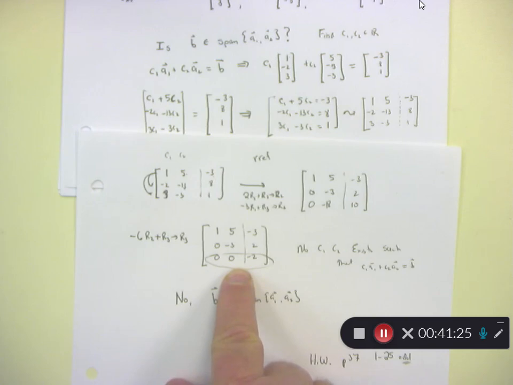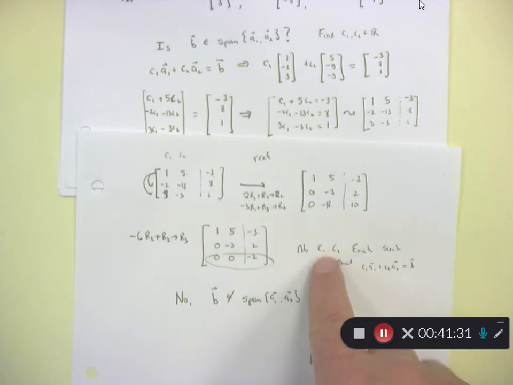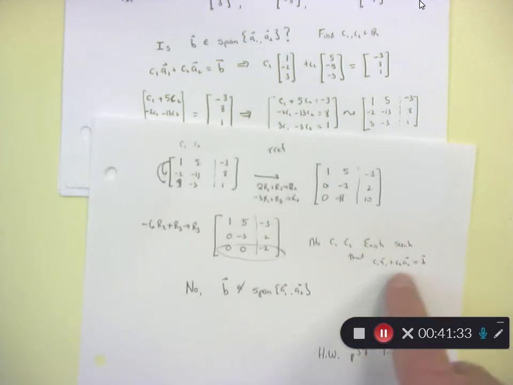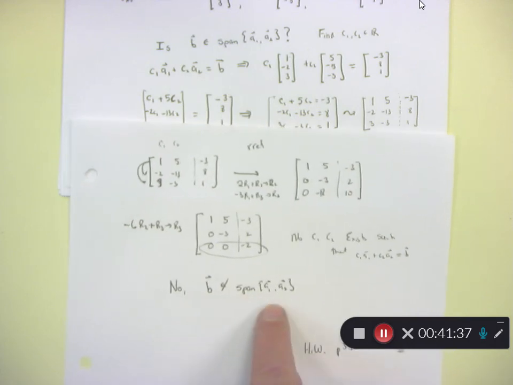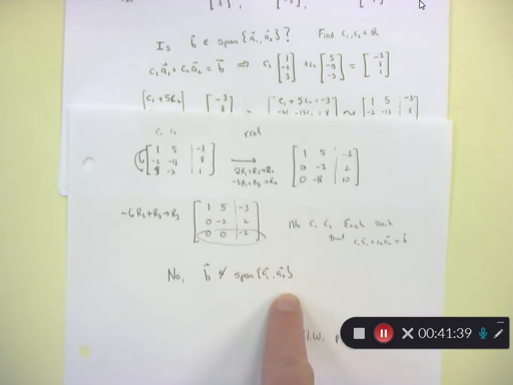That is inconsistent. What does inconsistent mean? No solutions. What does that mean in terms of this concept? There is no C1 and C2 that satisfy this equation, which means B is not in the span of these two vectors. Does that make sense?